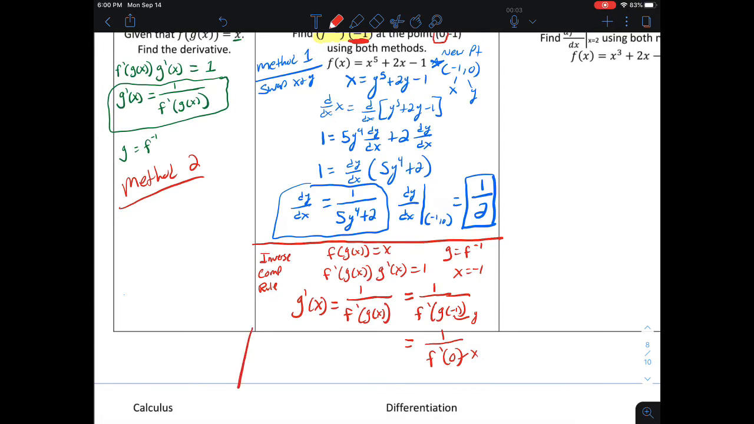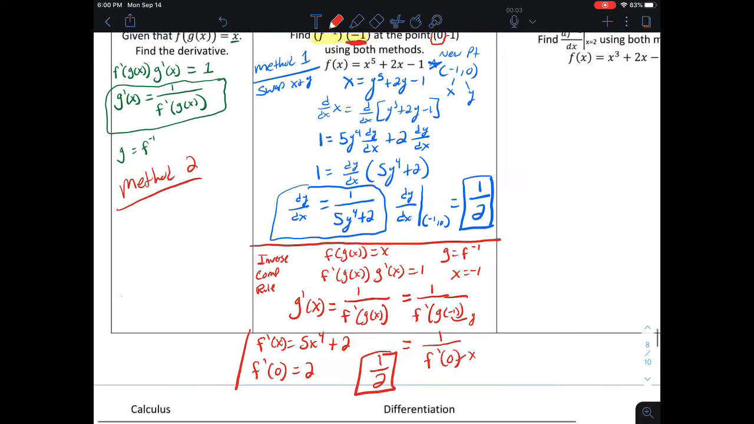So we go find f prime. So the derivative of f of x is equal to 5x to the 4th power plus 2. Put in 0, f prime of 0 is equal to 2. And so our answer, 1 over f prime of 0, we get 1/2. So both ways we get the same answer.